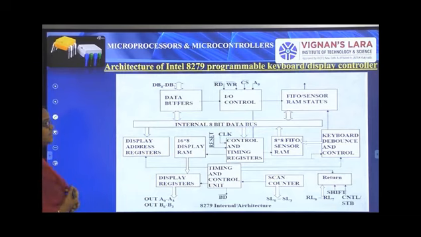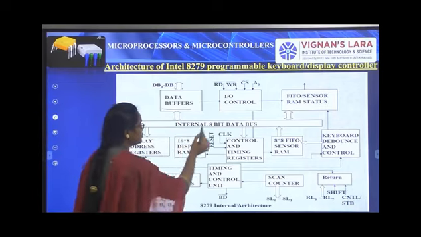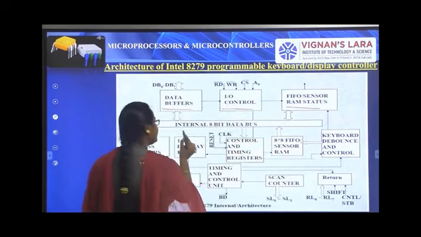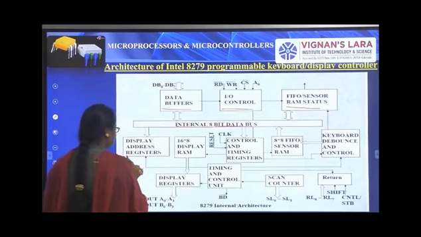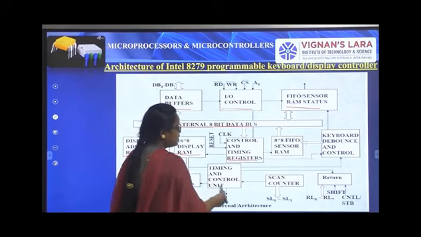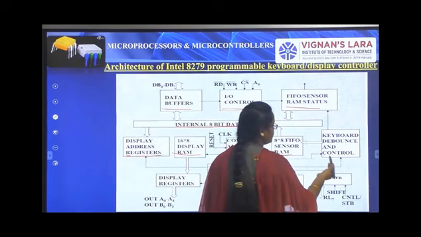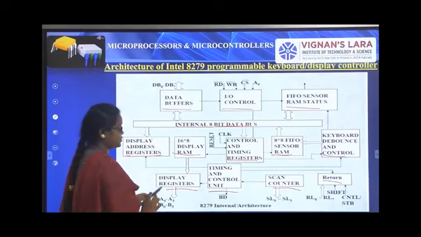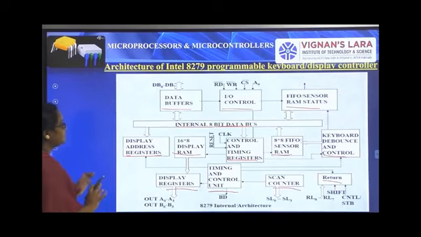See here, we have the 8279, a programmable keyboard and display controller. Here we have the data buffers, input output control, FIFO sensor RAM and status, the internal 8-bit data bus, the display address registers, display RAM, control and timing registers, the keyboard debounce and control, return buffers, scan counter, timing and control unit, and display registers. These are the blocks of the 8279 programmable controller.